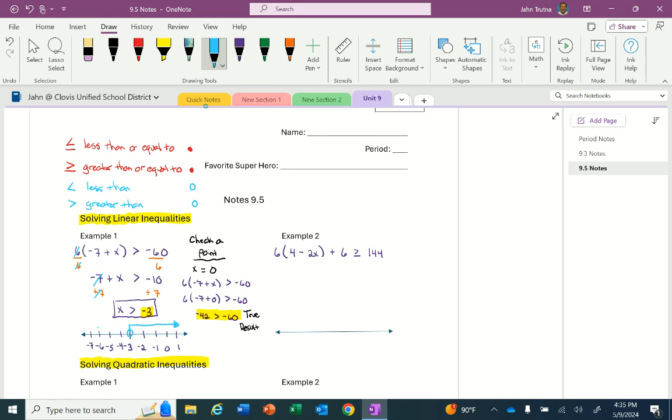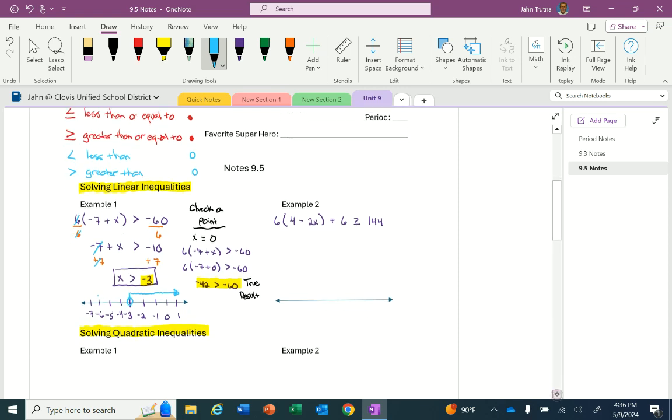If when I put in x equals 0 I got a false result, then I would draw my arrow from my point going away from the 0, which is the number that was my point that I checked, okay? So there's the idea, you guys, on how we solve a linear inequality. Okay, let's do example number 2.